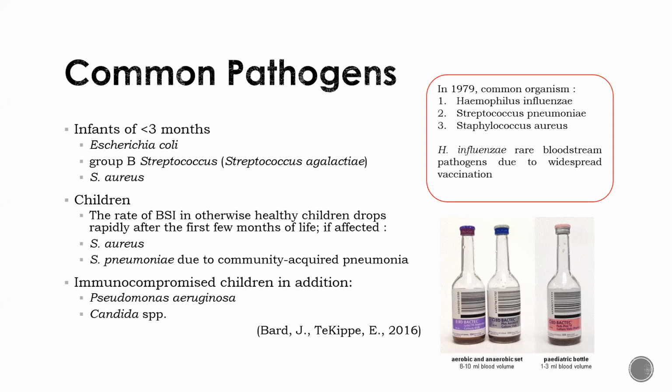Back in the past, in 1979, the common organisms would be Haemophilus influenzae and Streptococcus pneumoniae. However, due to vaccination and immunization, Haemophilus influenzae is rare in bloodstream infection. Okay.